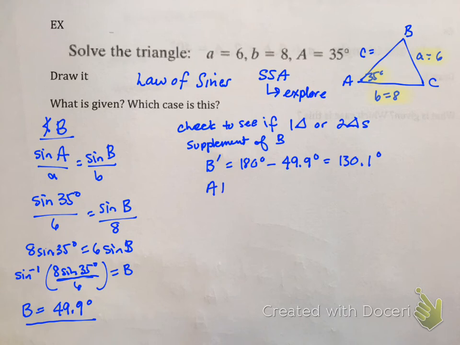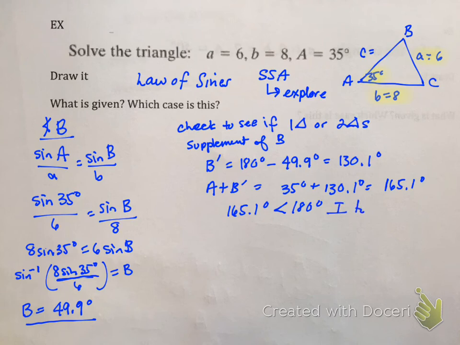So I'm going to have to add A plus B supplement. So angle A is 35 degrees plus 130.1, and when I add those together, I get 165.1 degrees. I notice that 165.1 degrees is less than 180 degrees, which means I have two triangles. I know that because when I added angle A to the supplement of B, that was less than 180 degrees.